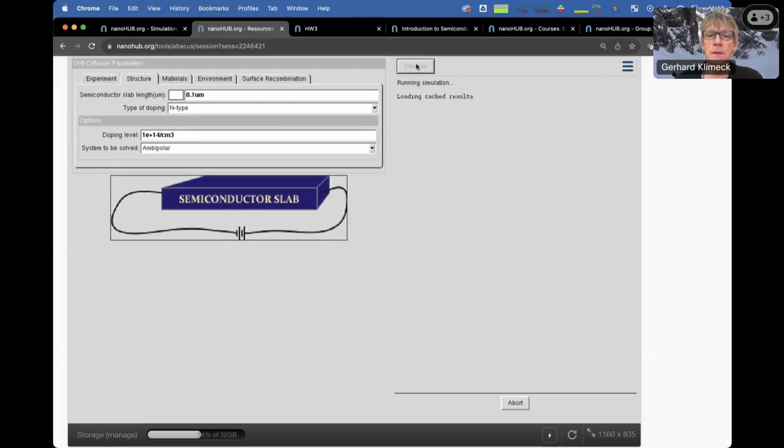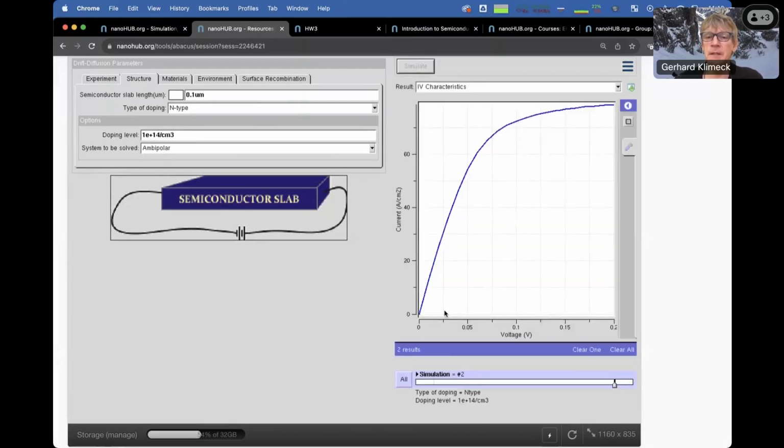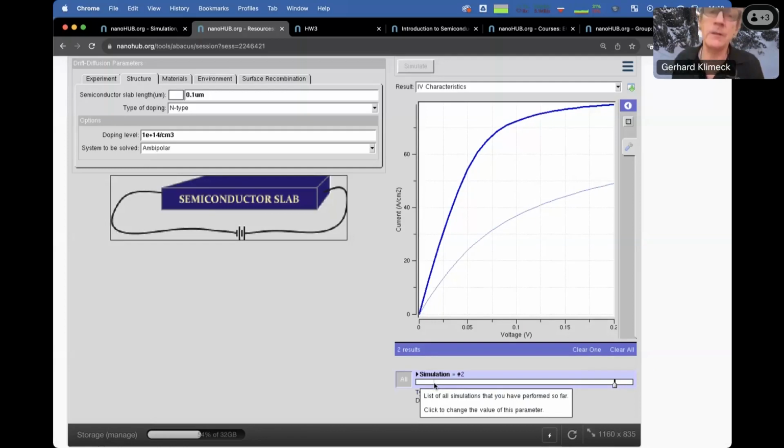And there we go. It's loading a cached result again. And again, here the device looks not like a linear resistor. And you can compare the two simulations. So this is n-type, this is p-type. I can switch between the results. This is a common feature we have with our tools, that you can compare scenarios.